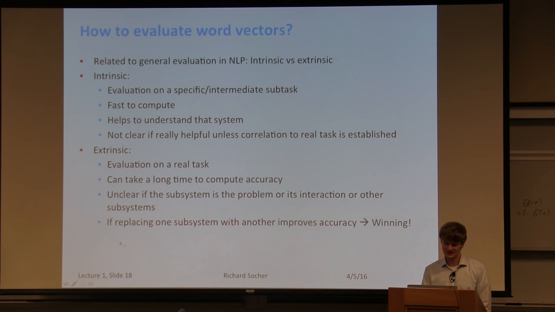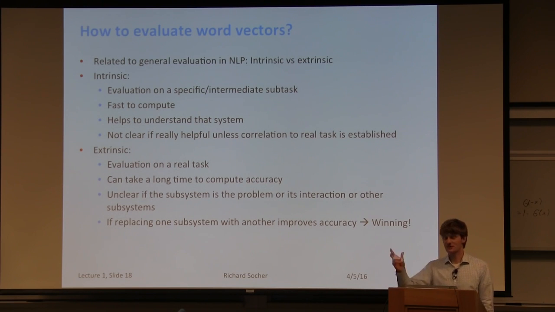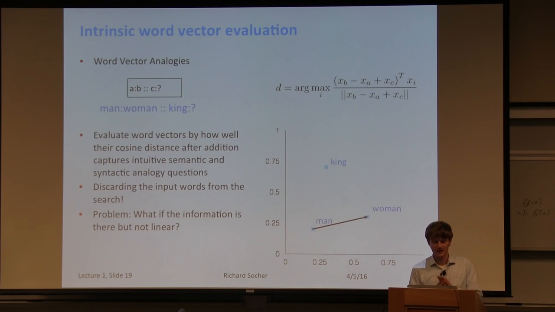So this is an important statement if you want to write papers that actually get accepted in real academic conferences. If replacing one subsystem with another improves your accuracy, and everything else is fixed, everything else is the same, then you know that your subsystem actually made a real improvement. So let's look at both intrinsic and extrinsic evaluations for word vectors now.